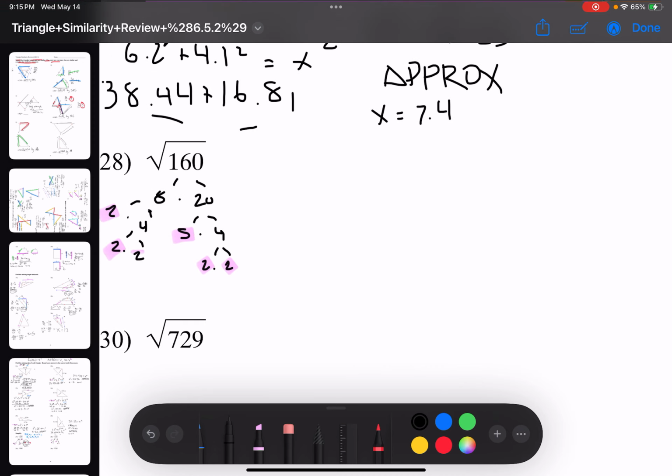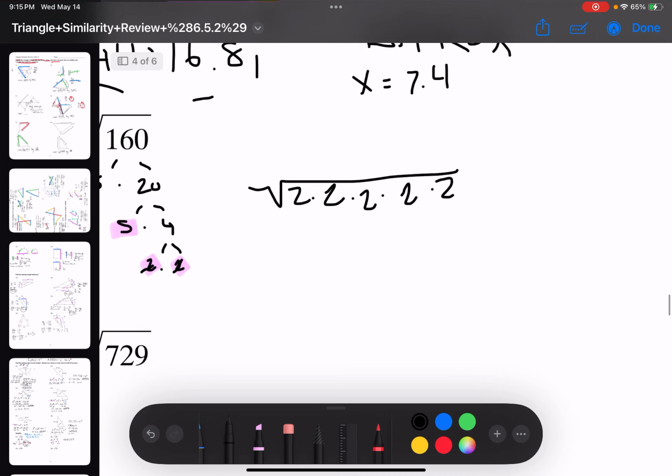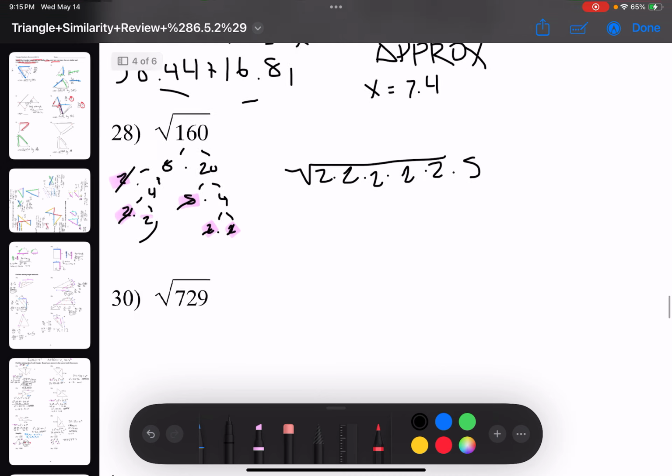Okay, anyways, so now we're gonna take all of our prime numbers and put them in the hospital. 2 times 2. 1, 2, 1, 2. 3, 2. 1, 2, 2, 2. Times 5. And now we use all of our numbers.